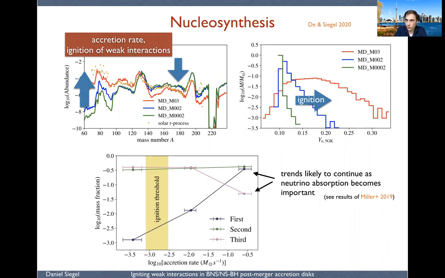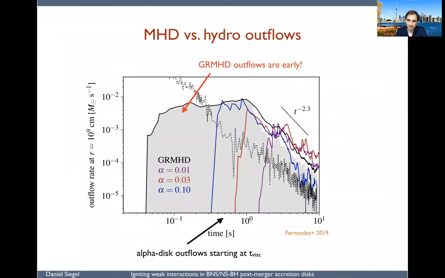And that is partially due to weak interactions obviously becoming important, but also because of absorption taking on a more dominant role. And so I also encourage you to take a look at the paper by Miller et al., who have looked at this at a very high Mdot case with more accurate neutrino transport. And indeed, they also find that absorption there is actually quite important.